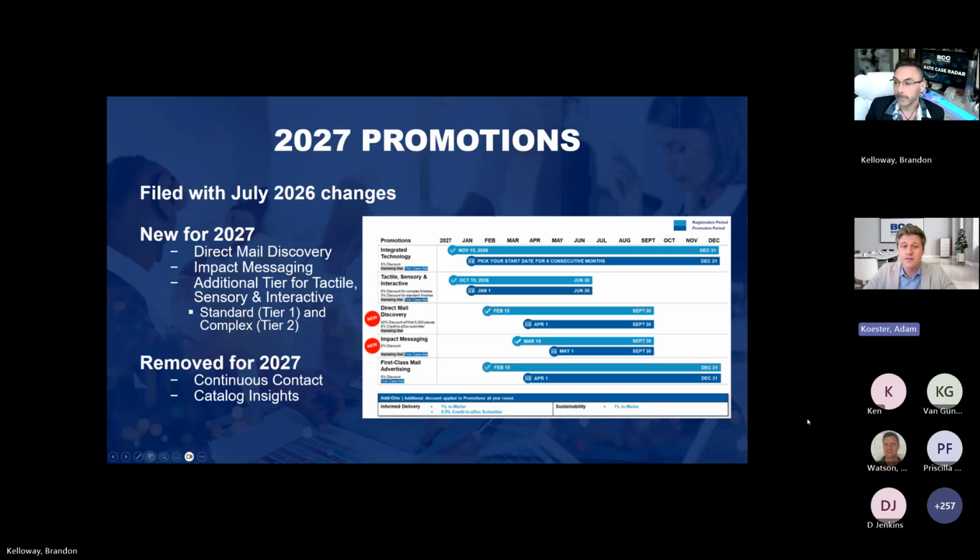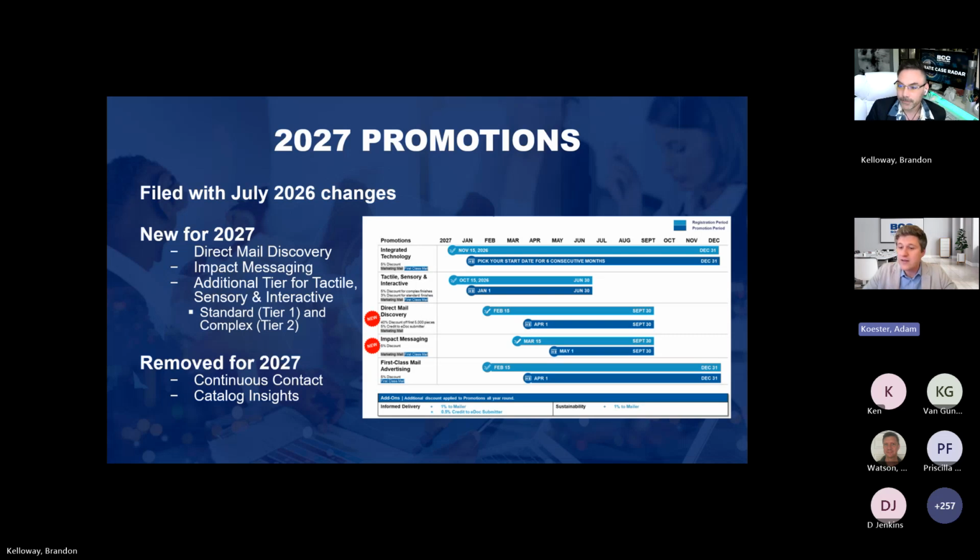All right, and then on a more fun topic, we did get the 2027 promotions that were filed with the July set of proposals as well. So we have a couple new promotions coming, a change to one that exists today, and a couple that were removed. And I do have that calendar posted here as well. That's got dates and the percentages associated with each of these promotions on it.